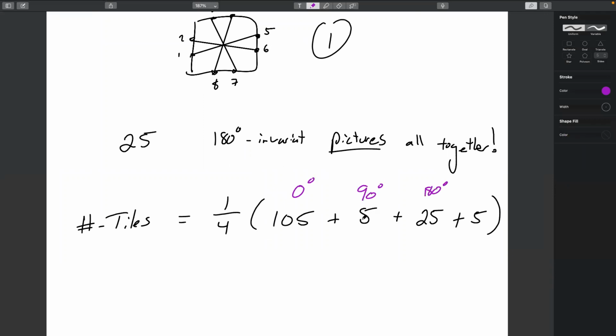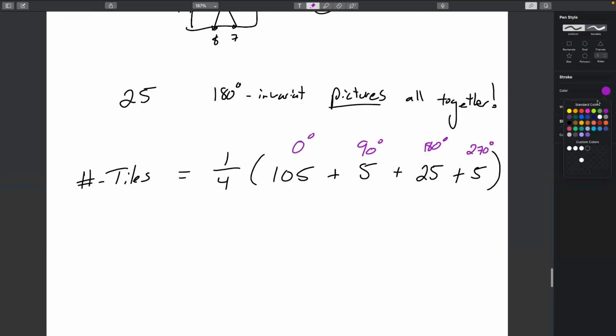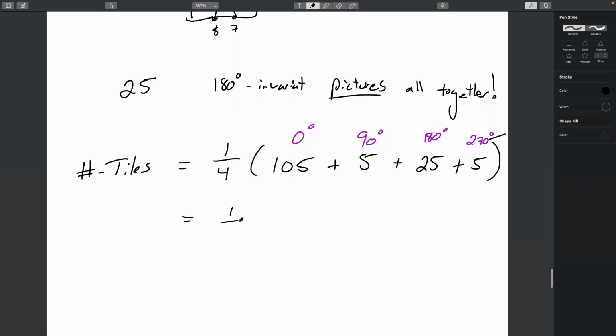These 5 are the same as these 5. Okay. And 20 of these are 180 only, and 5 of them are both 180 and 90. Right? Okay, so let's calculate it. That's 1/4 of 35 plus, so that's 140. 1/4 of 140 is 35 tiles.